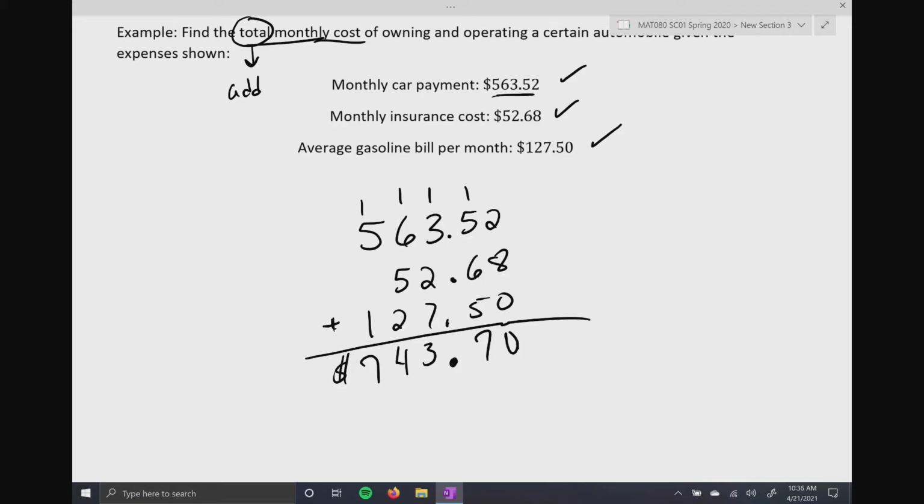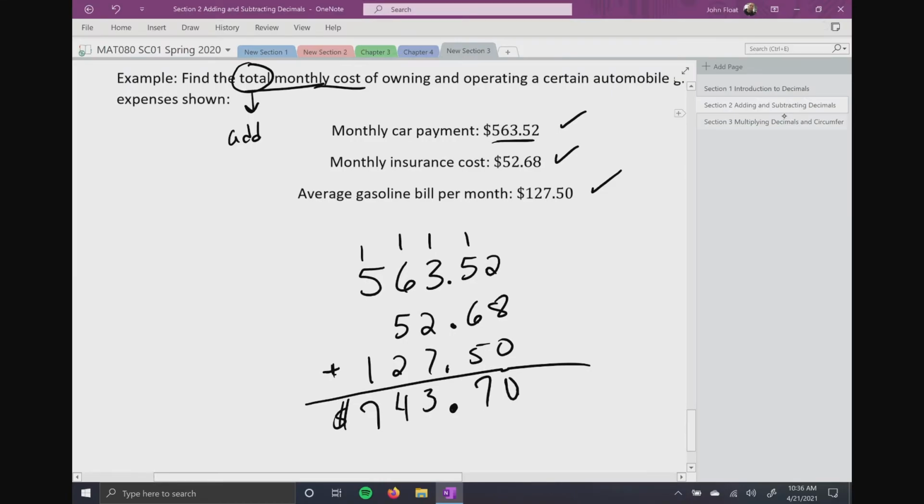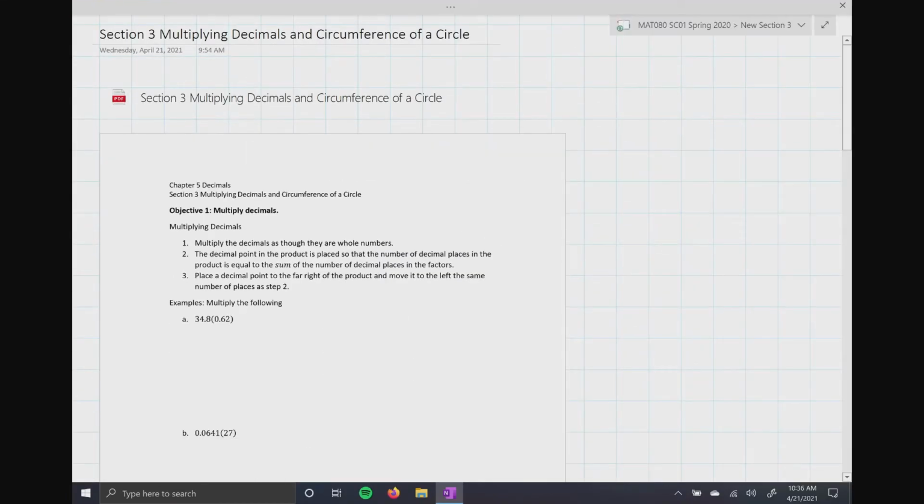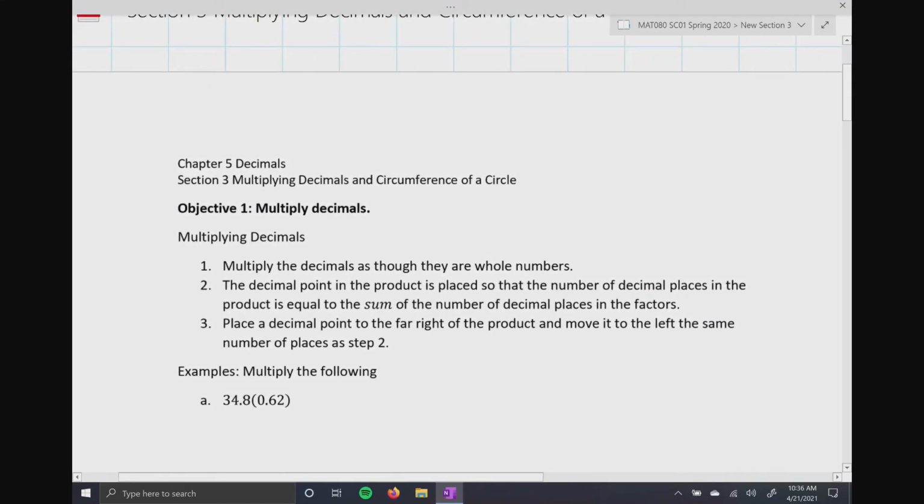All right, are there any questions with adding and subtracting decimals? Okay. Section 3. Now, in section 3, we're going to learn how to multiply decimals. There is a technique to do this. It's not difficult at all. It's just a matter of keeping things in order.